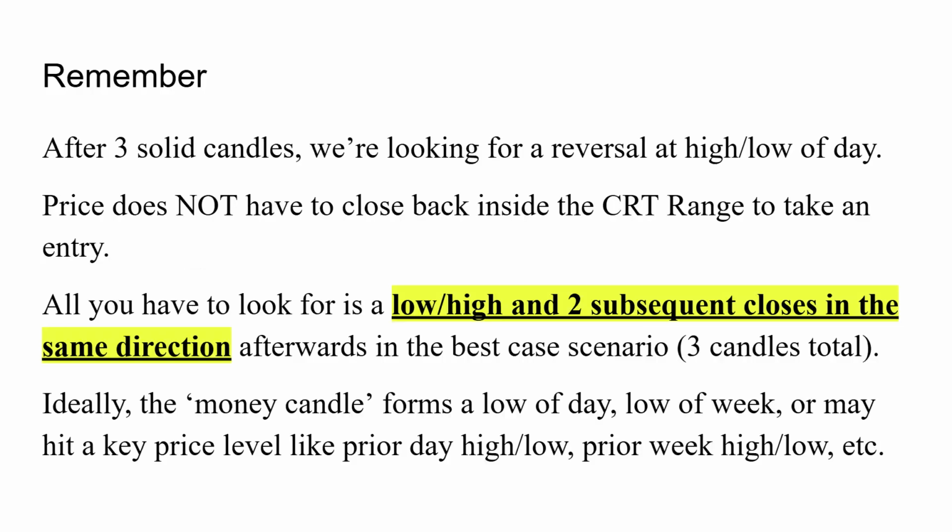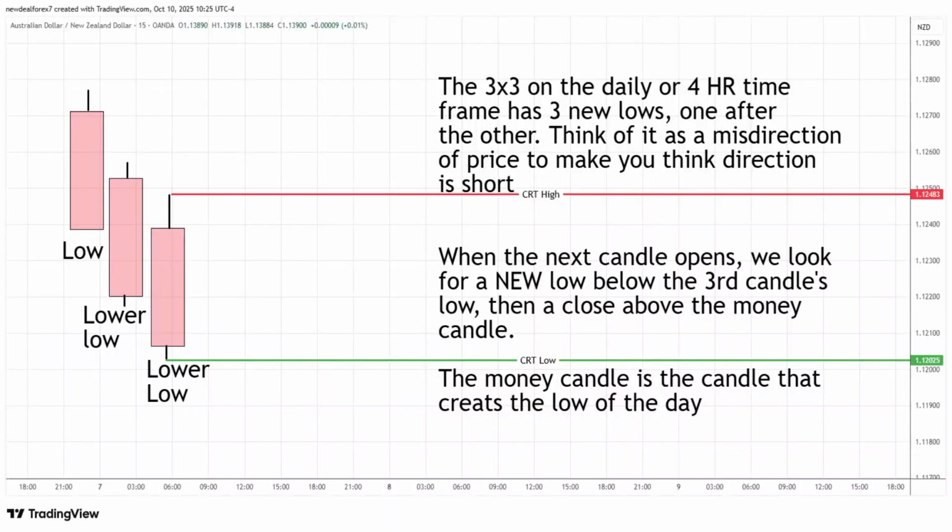So remember the 3x3 setup. After three solid candles, we're looking for a reversal at the high or low of that day. Price does not have to close back inside the candle range theory range to take an entry. All you have to do is look for the lower high of two subsequent closes in the same direction afterwards, in the best case scenario, for three candles total. That's what we call 3x3. Ideally, the money candle forms the low of the day or week, or the high of the day or the week. Sometimes it can also hit a key price level like yesterday's low, prior week low or high, things like that. I'll show you that. So let's keep going.